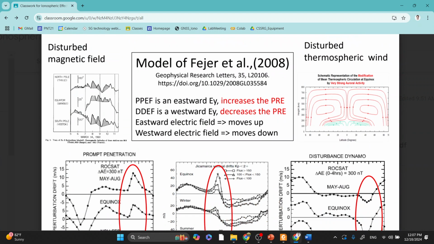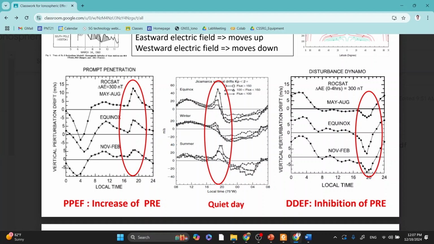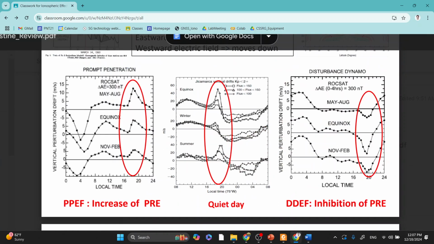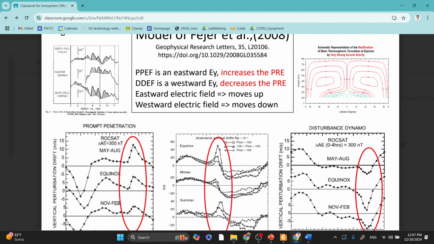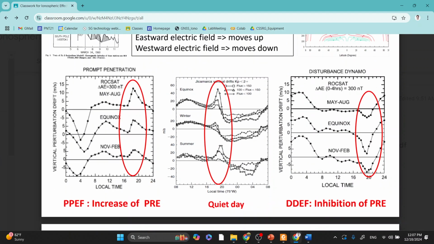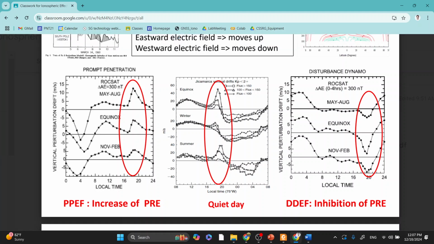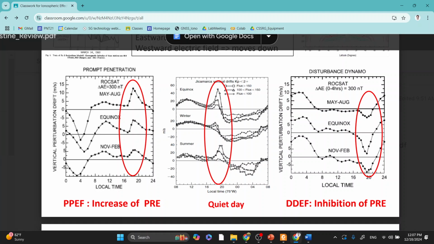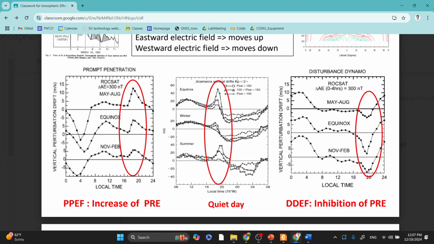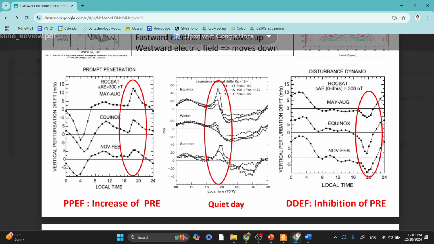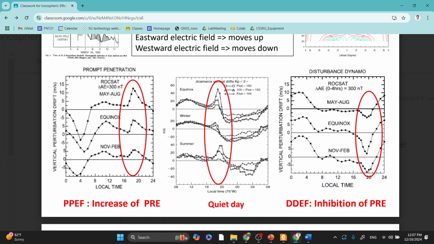Okay. And let me see anything else. This is the same as what we saw. They also look at this type of phenomenon from the satellite, that during PPEF, during the storm, you see this type of increased, enhanced values, and during DDEF, you see this suppression. So sometimes nothing happens, even with a strong storm.